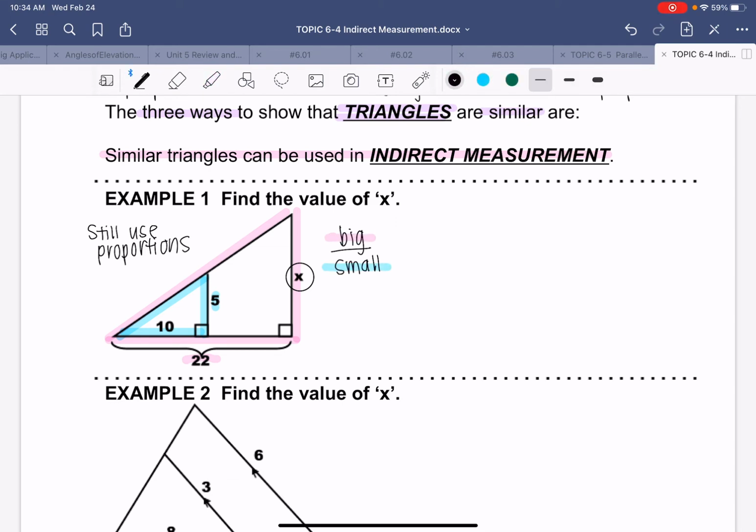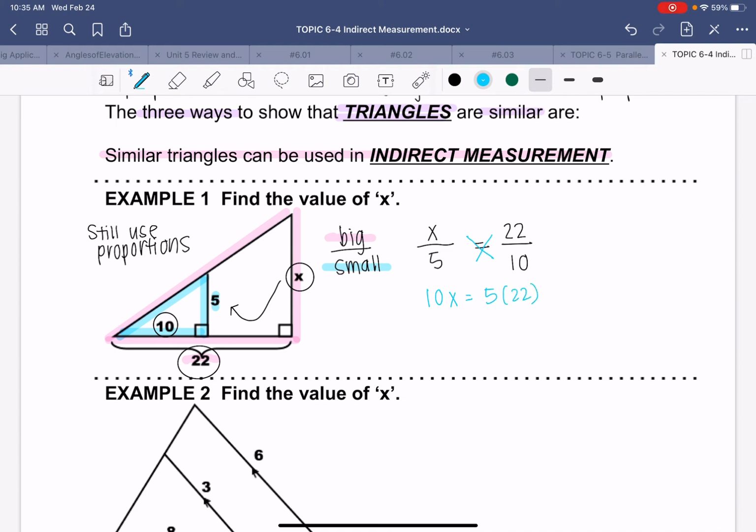All right, so now let's set up a proportion. If I want to find x, I'm going to put it on top. And which side corresponds with x on the small triangle? Well, 5 corresponds with x, so 5 goes here. And then we're going to use the other big measurement for the next ratio, so of the big triangle, 22 over what corresponds with that one? Well, 10 does because it's in the same position. And then now we just cross multiply. So we have 10 times x and then 5 times 22.